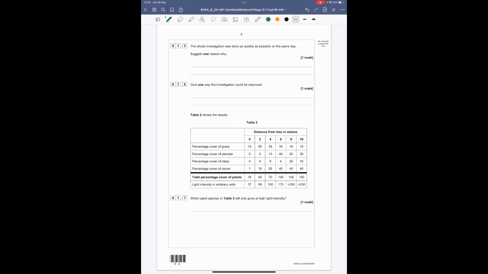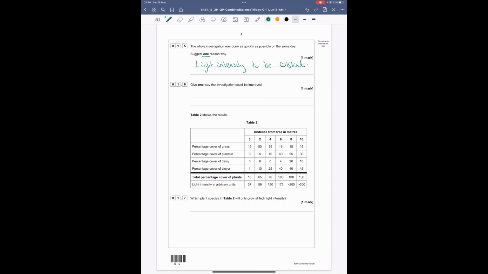Question 1.5. The whole investigation was done as quickly as possible on the same day. Suggest a reason why. So you want to think about what is the main control variable for this experiment. Obviously, as we discussed in the previous question, it's all to do with light. So why was it done so quickly? Well, we want the light intensity to be constant or the same. Otherwise, the results could be affected. Any other references to temperature, weather, sun isn't specific enough. You've got to say light intensity.